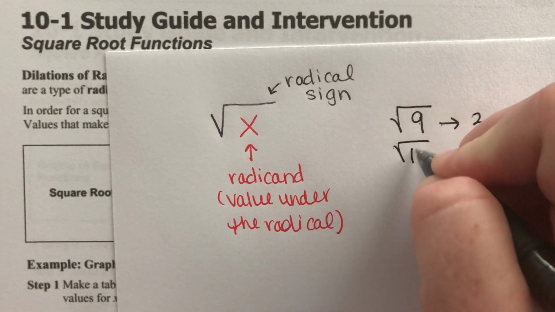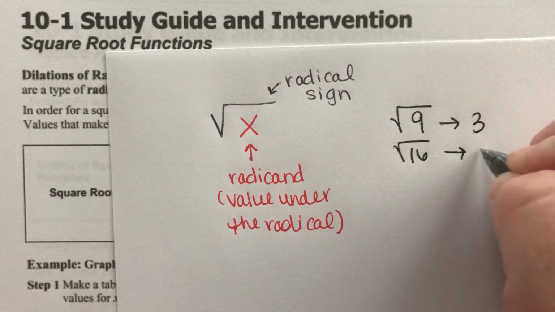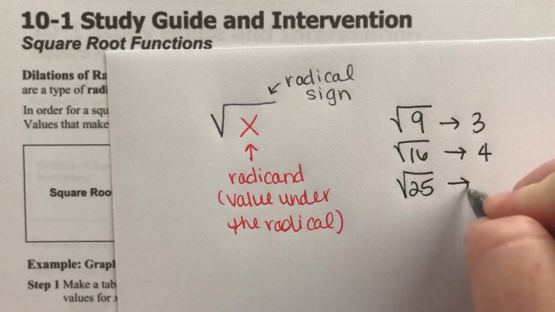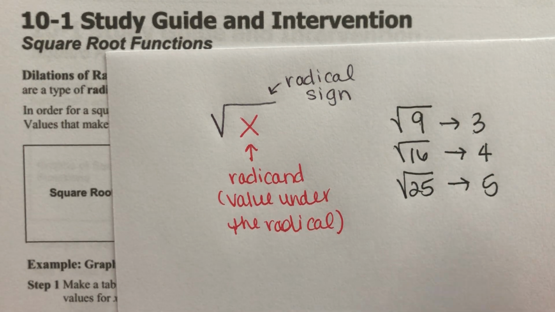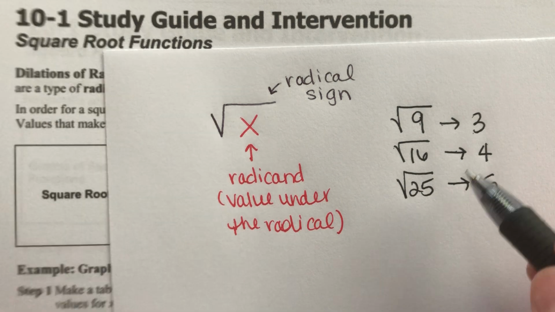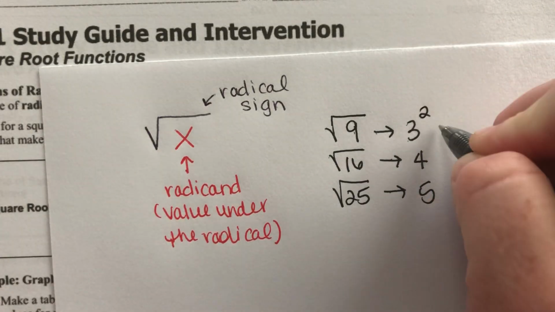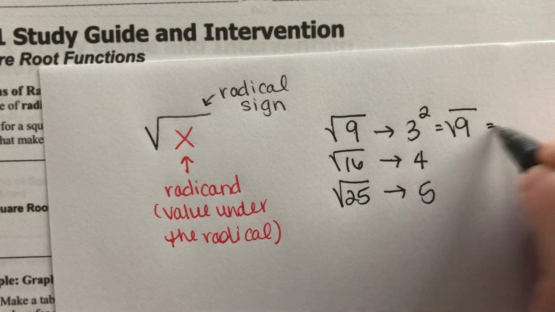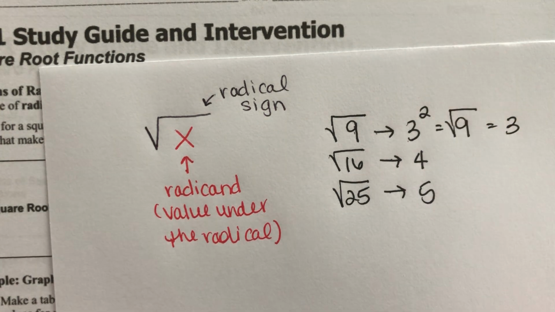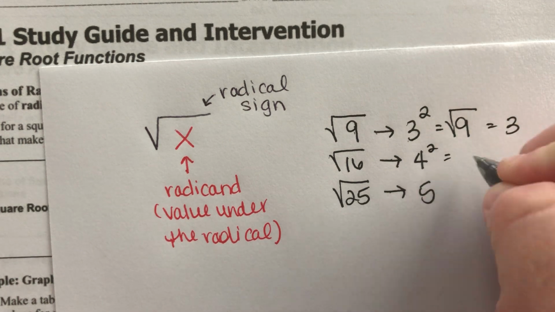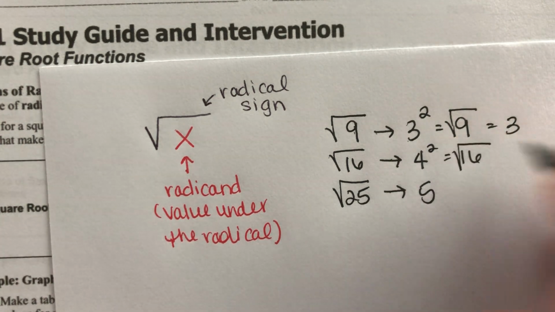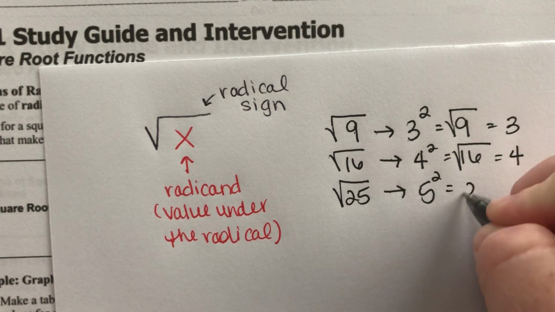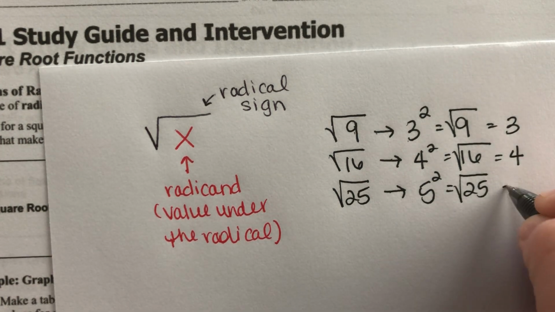What about 16? What did I multiply by itself? 4. What about 25? What did I multiply by itself? 5. So it's kind of going backwards from squaring something, right? 3 squared equals 9, and then the square root of 9 equals 3. We're just going forwards and backwards. 4 squared equals 16, and then the square root of 16 is 4. 5 squared equals 25, and then the square root of 25 equals 5.